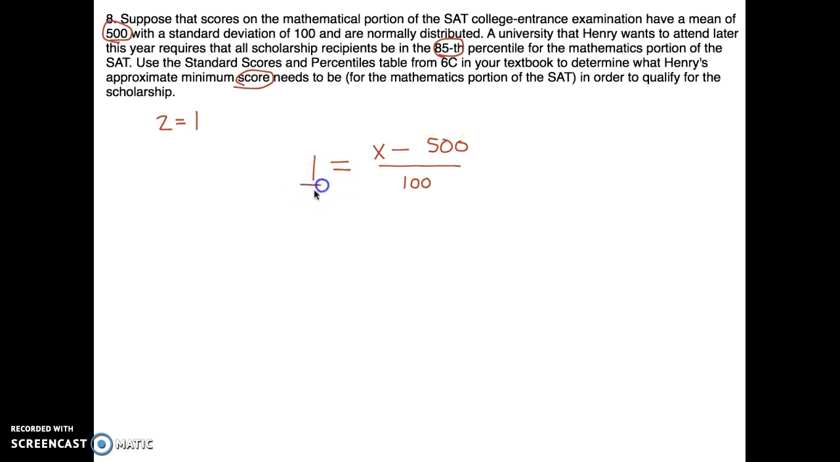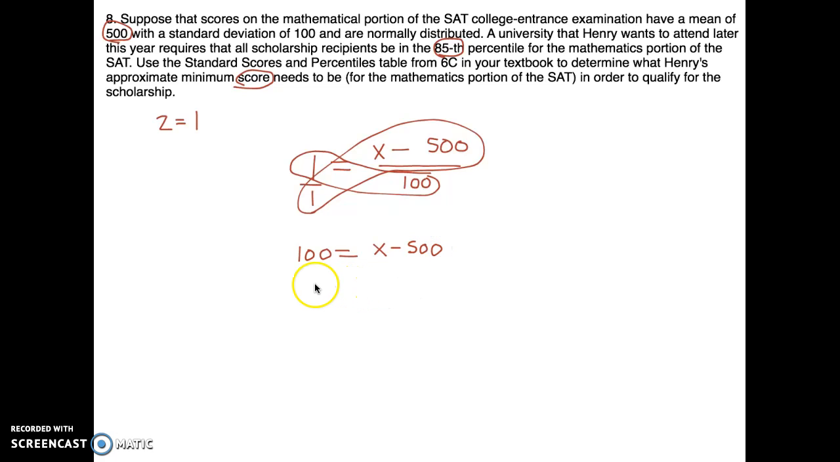So you can think of this as 1 over 1 and cross multiply. So you have 1 times 100, which is 100, equals, and then 1 times your x minus 500, which is just x minus 500. And then to solve for x, we add 500 to the other side, and we end up with x equals 600. So that is the minimum score.